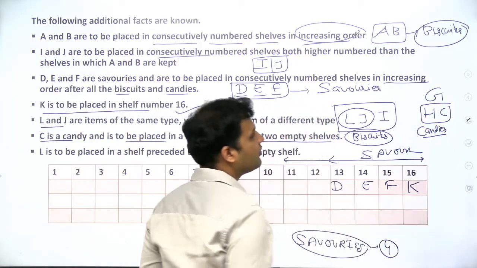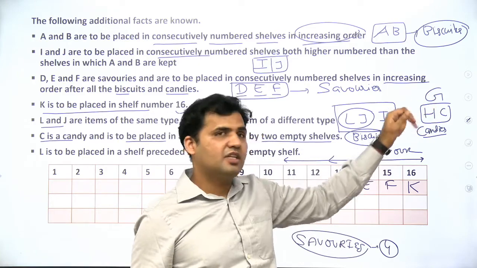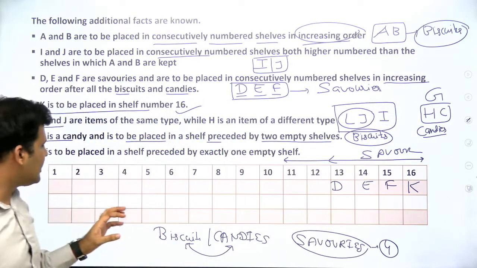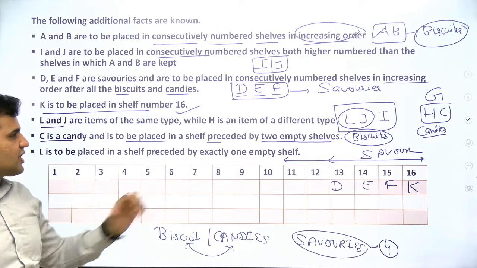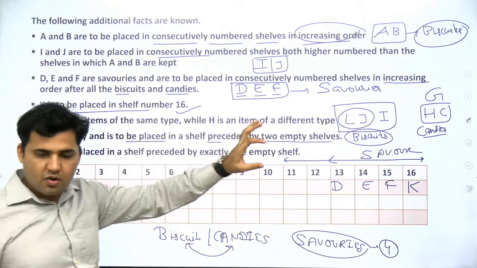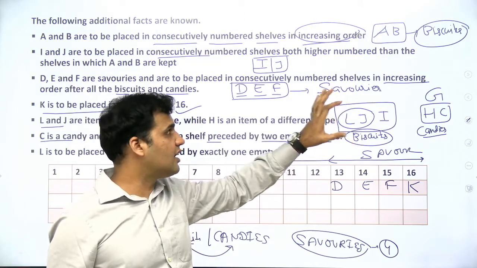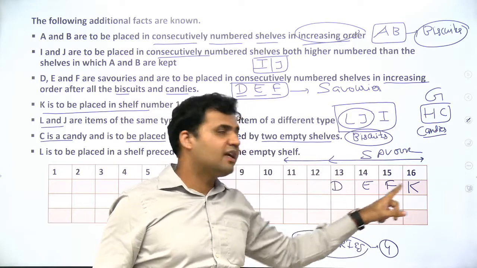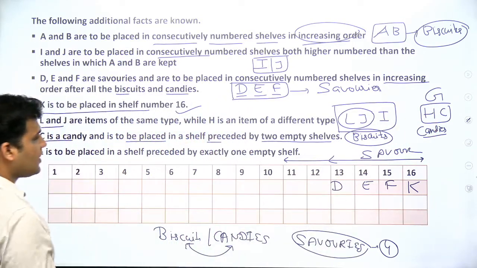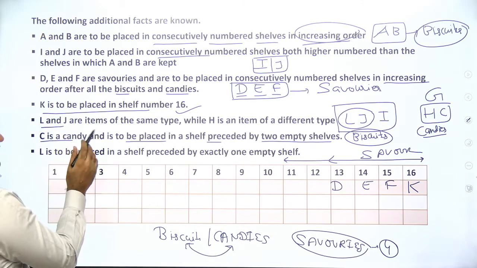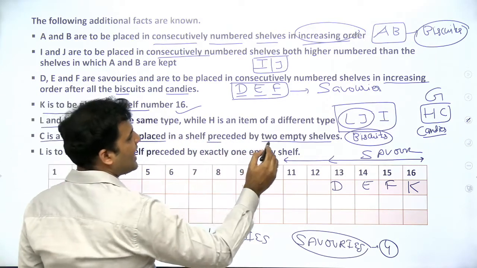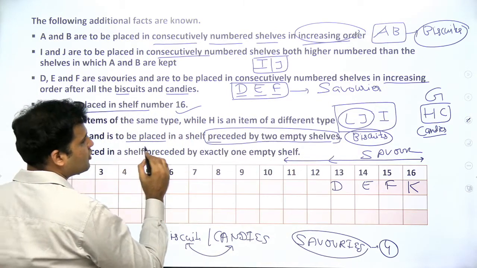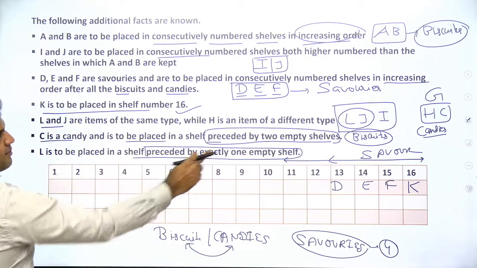So we have this information now that H, C and G are candies, L, J, I, A and B are the biscuits. Okay, now the only thing that we are left with here is to place them on the shelf. The identification, the coding of all the items has been done. A, B, L, J, I are the biscuits, H, C, G are the candies, D, E, F, K are the savories. Now, we have these two pieces of information: when a candy is placed on a shelf, it has to be preceded by 2 empty shelves, and when L is to be placed in a shelf, it has to be preceded by exactly 1 empty shelf.